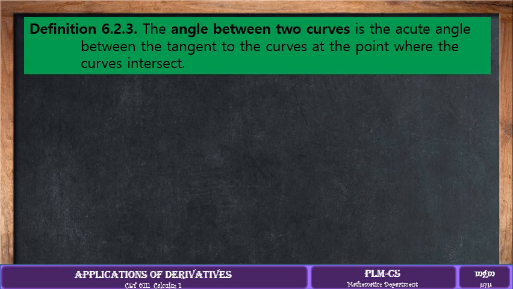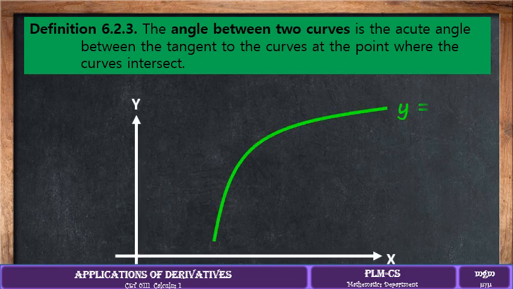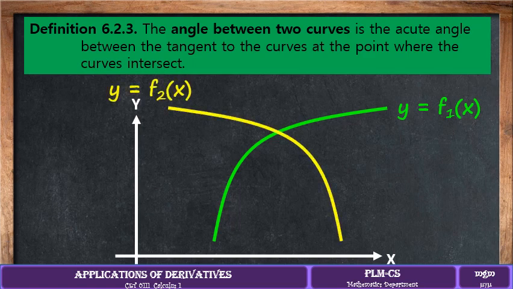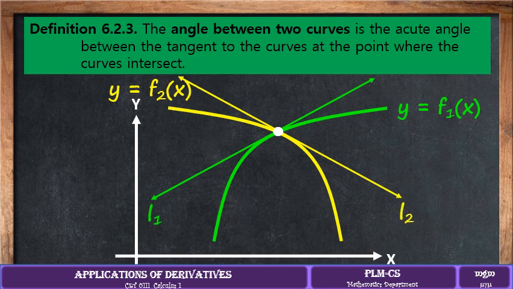To illustrate, let us consider the curves y equals f sub 1 of x and y equals f sub 2 of x. Then, at the point where the curves intersect, let us draw the tangent lines to the curves and call them L sub 1 and L sub 2. So, from the definition, the angle between the two curves is the acute vertical angles between these two tangents, which we will call angle phi.